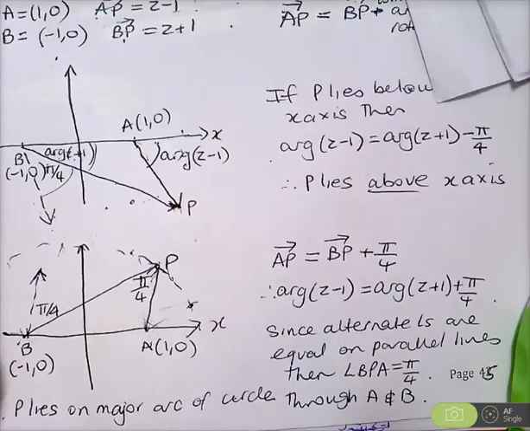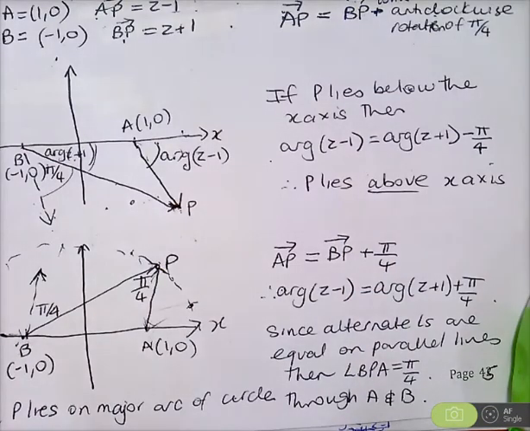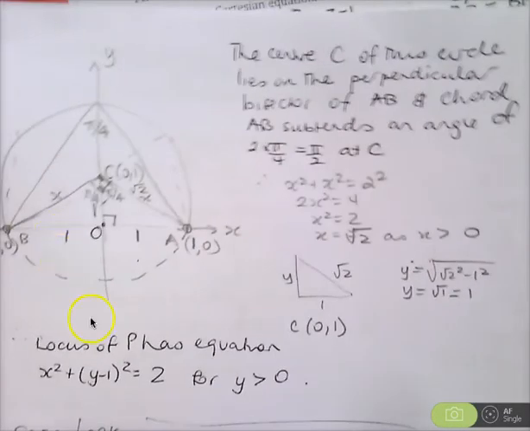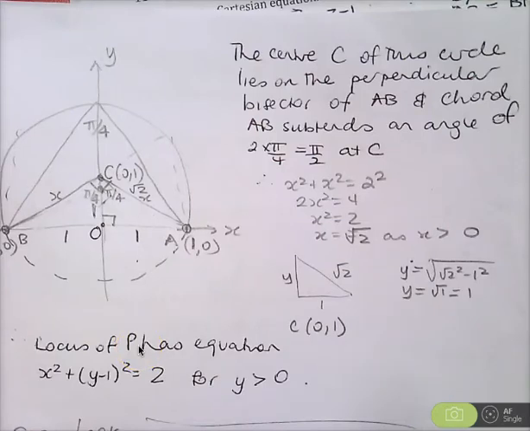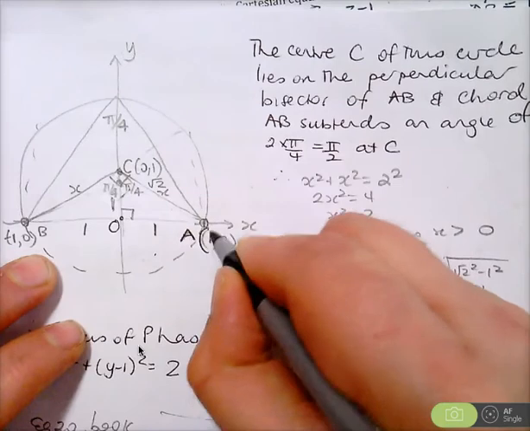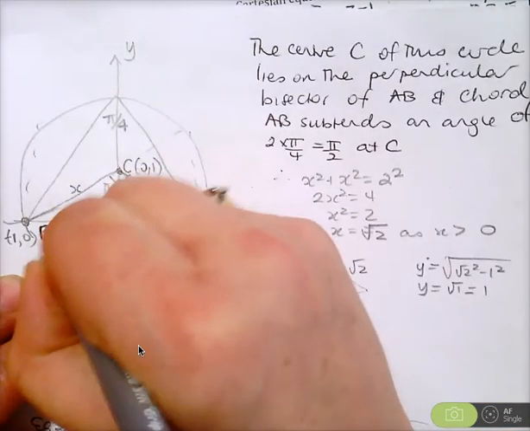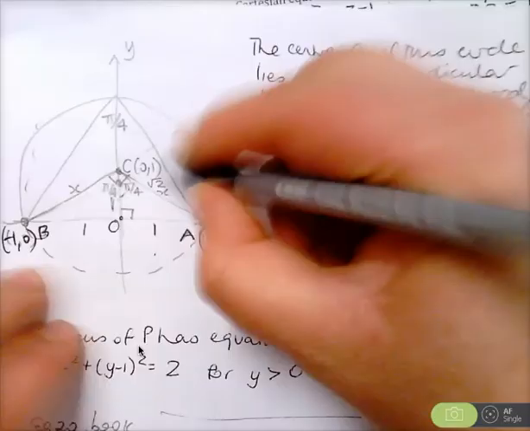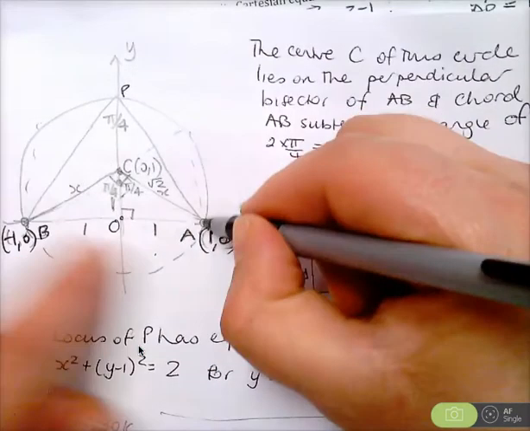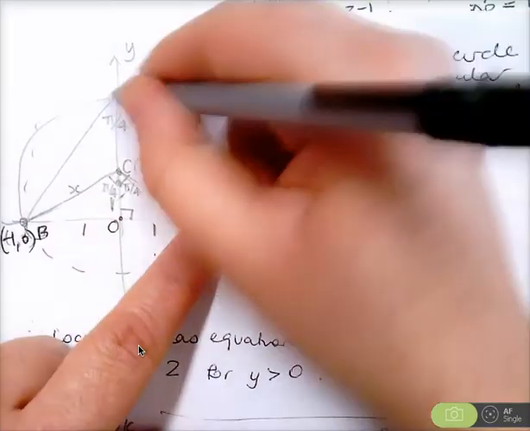We're going to go over the page. I'll just show it to you here. So if I just explain this, you can then copy it at home, all right? So you know how we've just done that? I've got point A at 1, 0 and point B at negative 1, 0. We know that P lies somewhere along here. I've just thrown it at the top, but it could be there. We know that this is pi on 4.